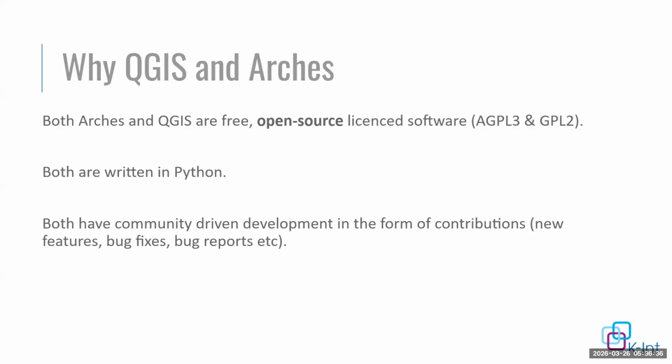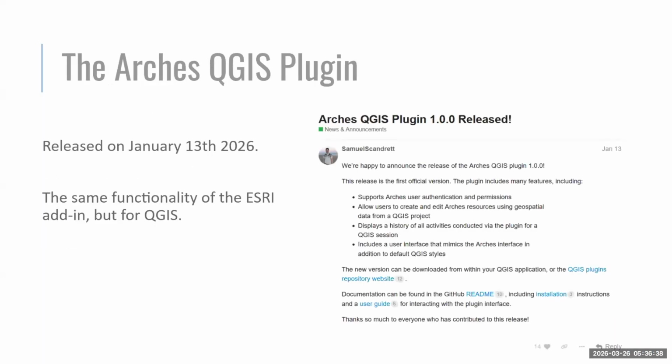So like I said, the QGIS plugin was released on the 13th of January this year. It shares the same functionality as the Esri one, but for QGIS. Now, that's likely not always going to be the case, as I've got a roadmap at the very end to show you what we've got planned for the future. But right now, both do the same bits of functionality, in the sense that you can authenticate with Arches, you can create resources, edit resources, etc. And I'll show you that in a second.